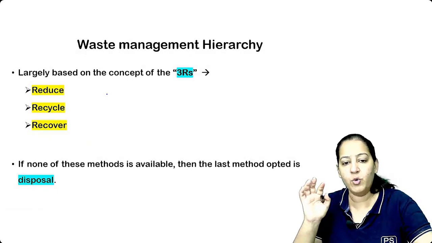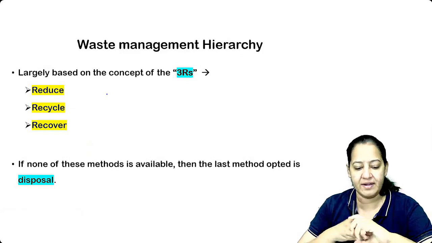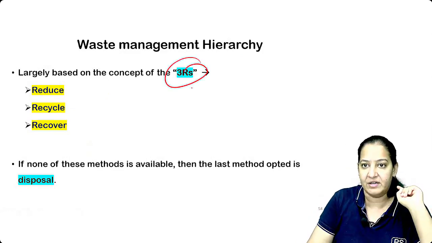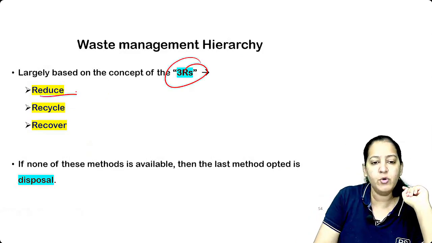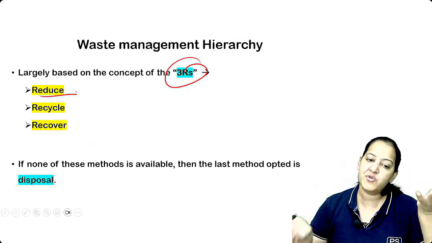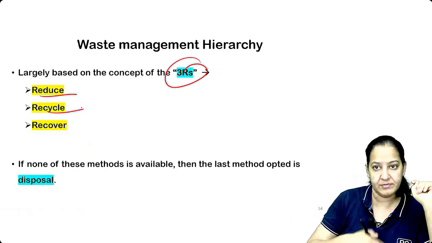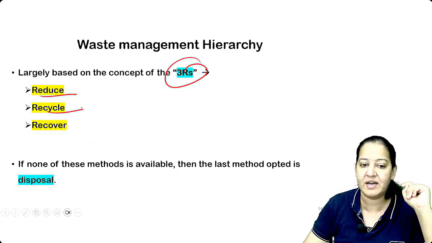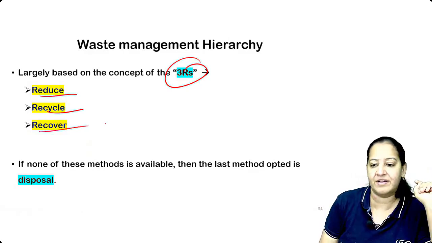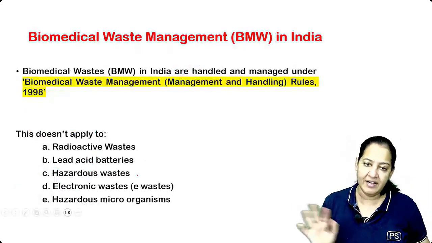Now let me tell you the waste management hierarchy. It's known as the triple R technique. What is triple R? Try to reduce the waste production. The less waste is produced, the better. So try to reduce it. If reducing is not possible, then try to recycle it, the waste which is recyclable. If that is not possible either, then try to recover it. And lastly, if nothing else is possible, then dispose it. So finally, dispose it.